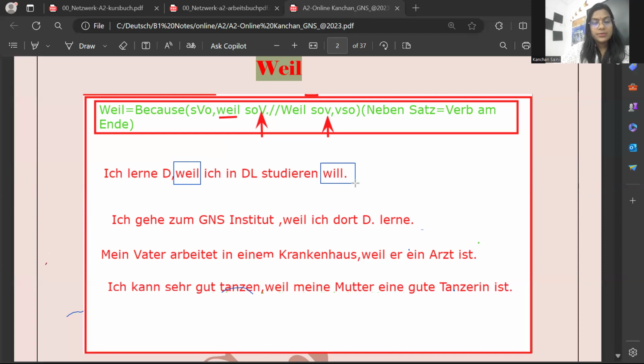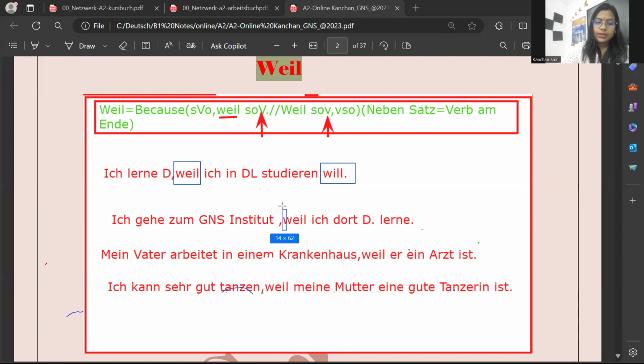And if I connect the same sentence with Hindi, then it is very easy, and the meaning will be: मैं सीख रही हूँ जर्मन क्योंकि मैं जर्मनी में पढ़ना चाहती हूँ. So after weil, whatever the information is coming, according to Hindi, is exactly a word to word translation, because I want to learn German. So here the verb will is a modal verb. That's why we are keeping the modal verb at last place.